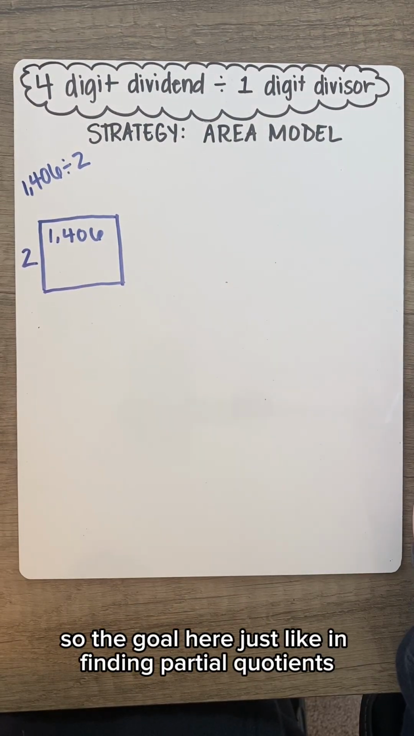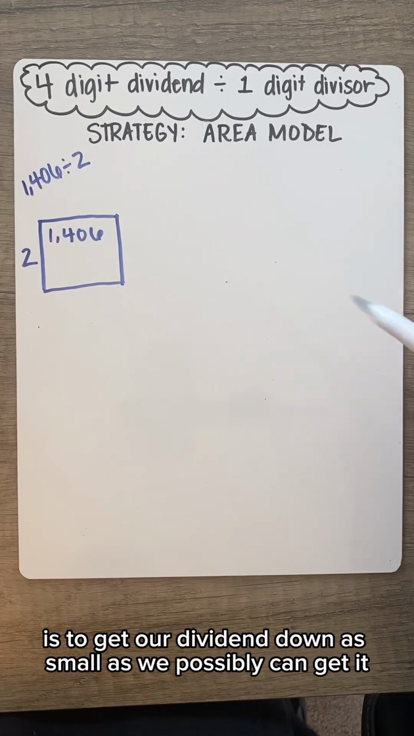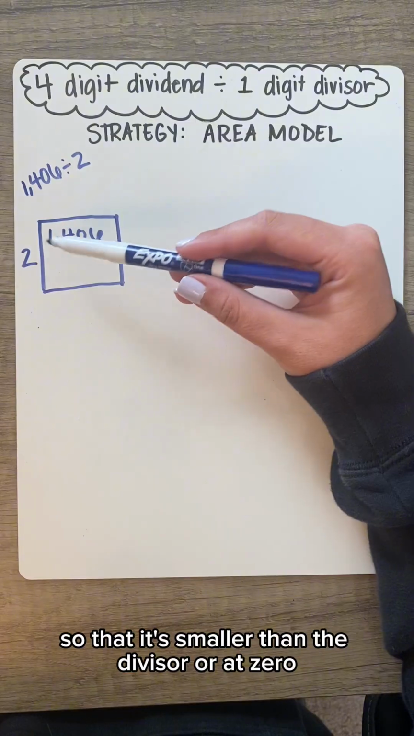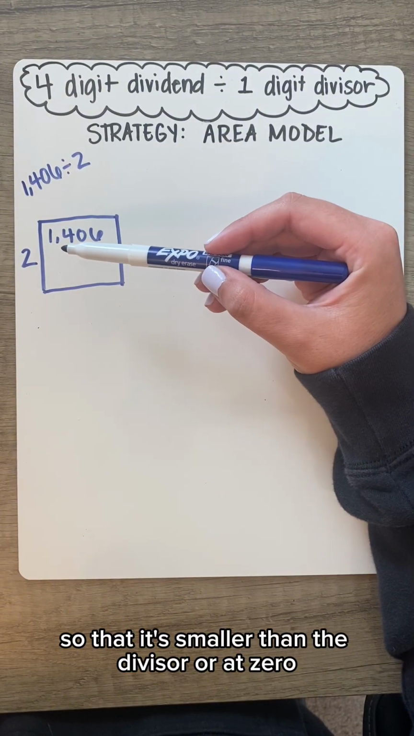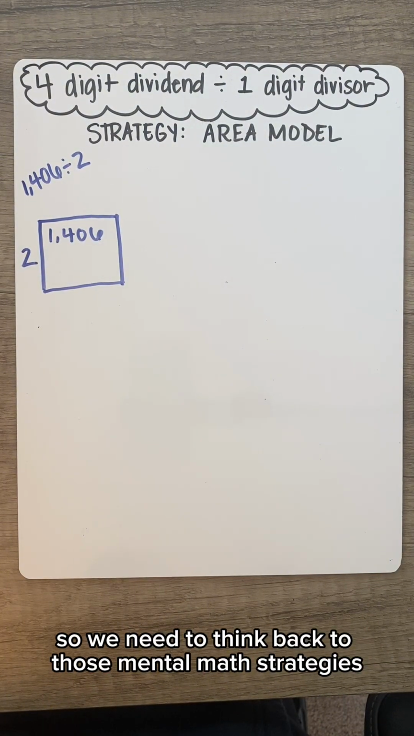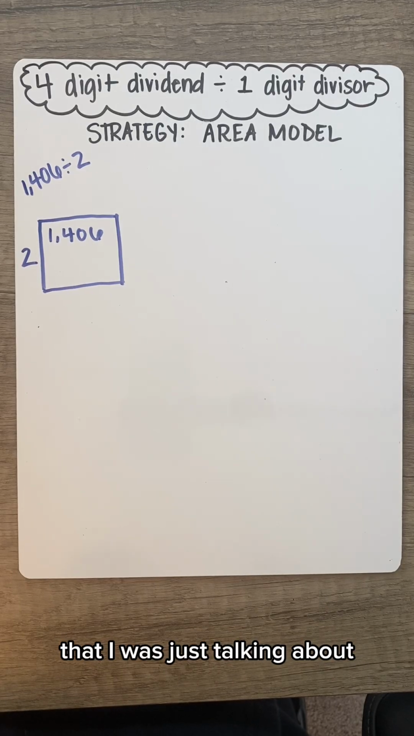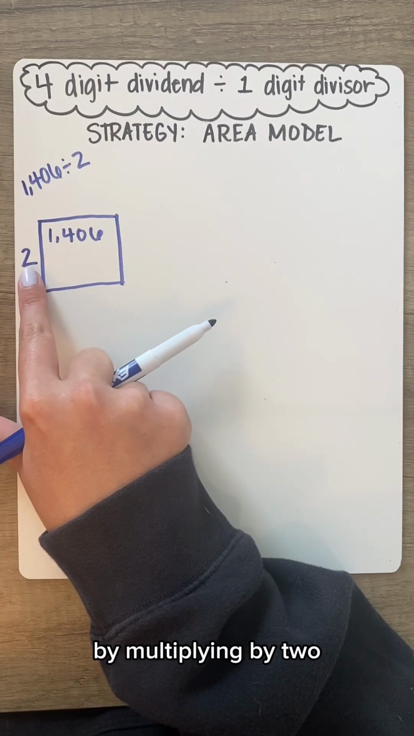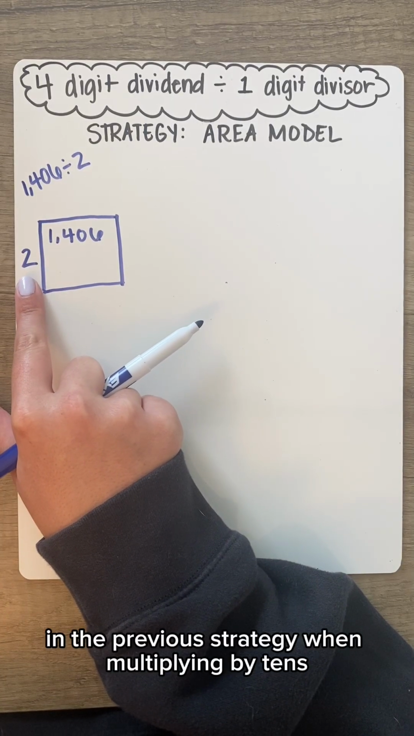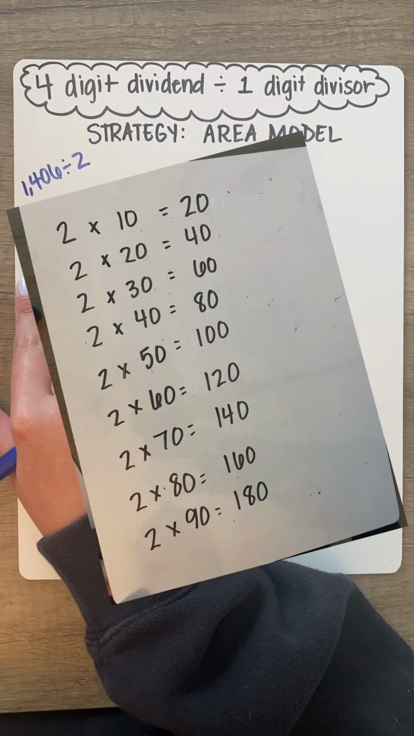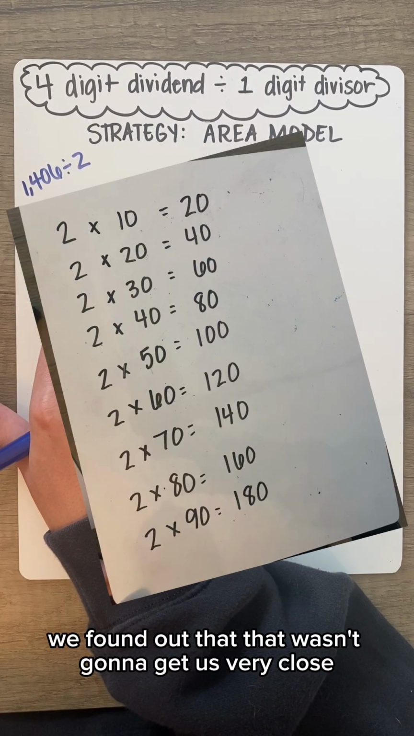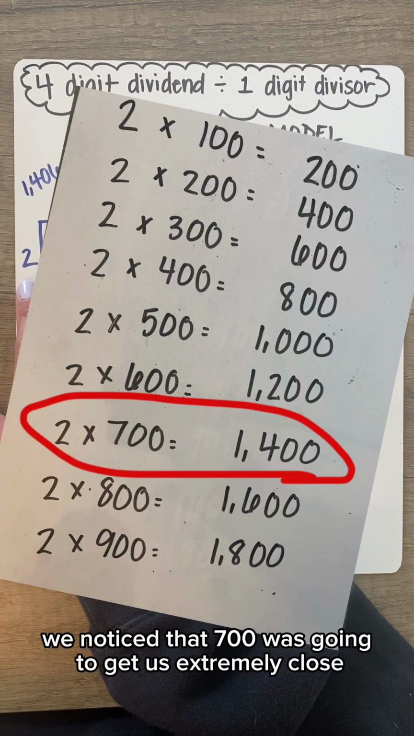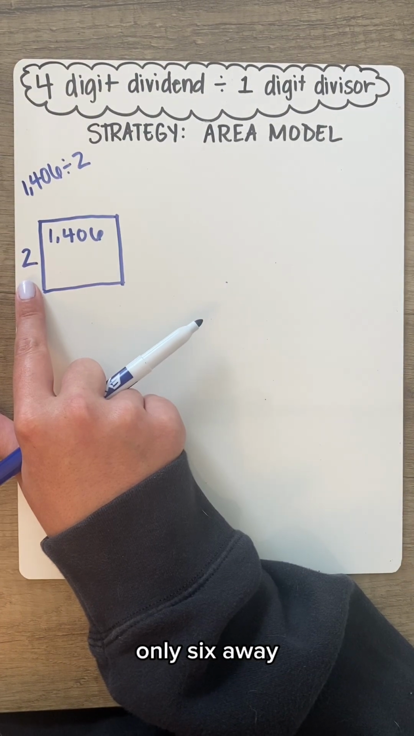So the goal here, just like in finding partial quotients, is to get our dividend down as small as we possibly can get it so that it's smaller than the divisor or at 0. So we need to think back to those mental math strategies that I was just talking about to figure out what can get us closest to this number by multiplying by 2. In the previous strategy, when multiplying by tens, we found out that that wasn't going to get us very close. When we multiplied by hundreds, we noticed that 700 was going to get us extremely close, only 6 away.